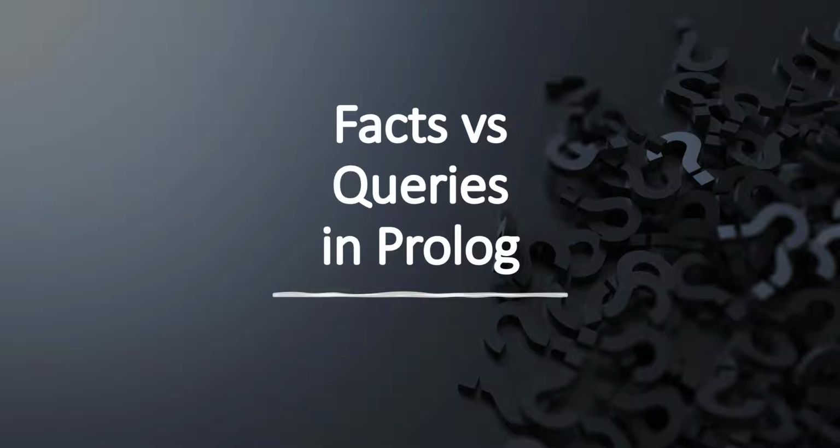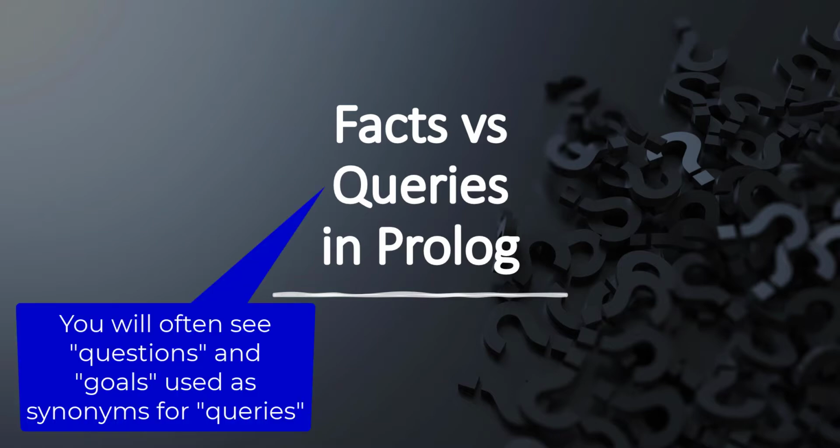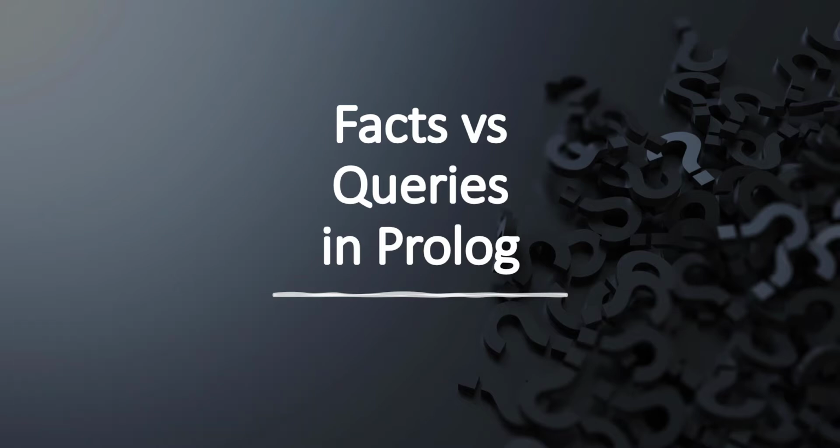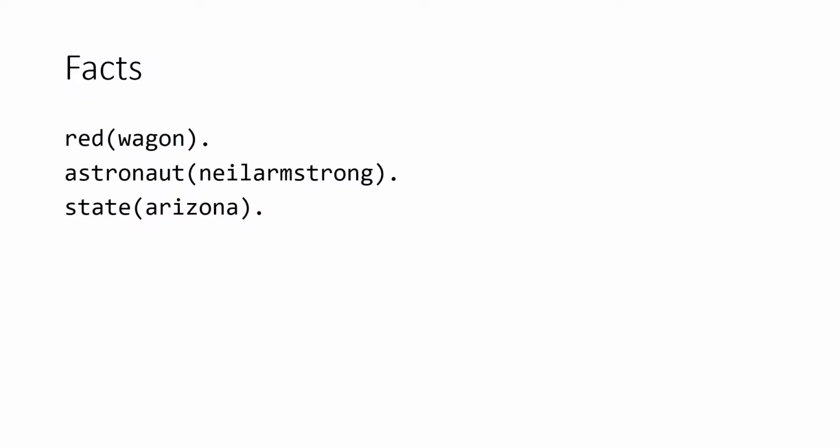So one of the things that can be confusing for a beginning Prolog programmer is the distinction between facts and queries or questions. For the most part, the distinction between facts and rules is pretty clear, although as you'll learn, a fact is just a special case of a rule. But facts and queries often look the same. So we can have facts like this.